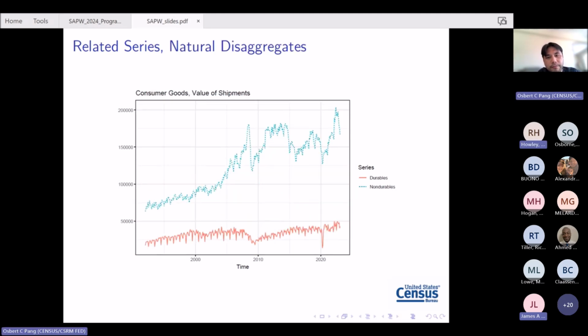And then a second way you might get cross relationships is in this example, we have total consumer goods, and we're looking strictly at the value of shipments. Here the green dashed line is consumer non-durable goods, and the red line down here is consumer durables. In this case, we have two series that are not necessarily the same industry. They measure the same thing, and they naturally aggregate up to a larger series.